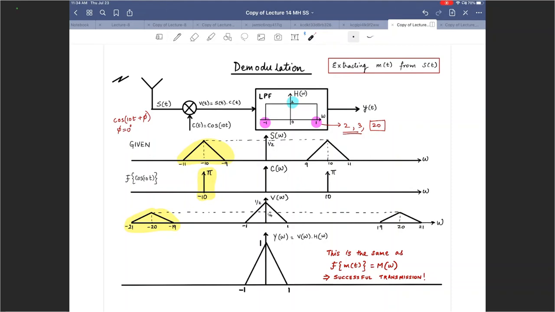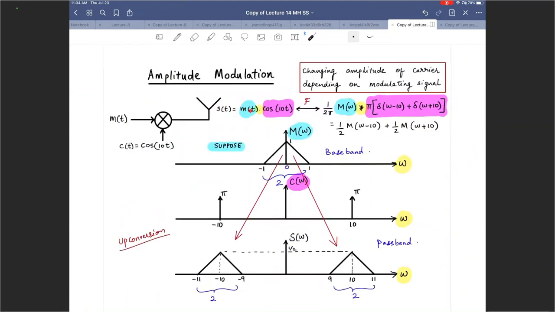So let's take a look. Left triangle with left impulse gave you that triangle there with a height of 1/4. Why did it become 1/4? Because every time you multiply, see, m of t multiplied by cosine, you got half m of omega.